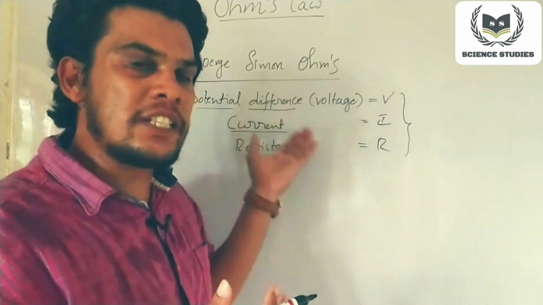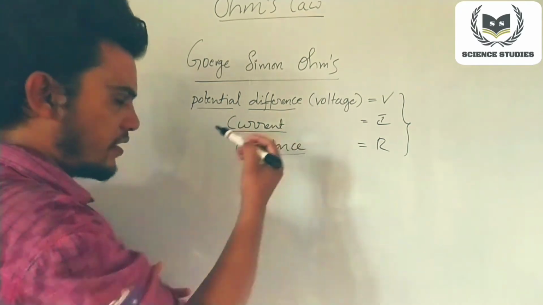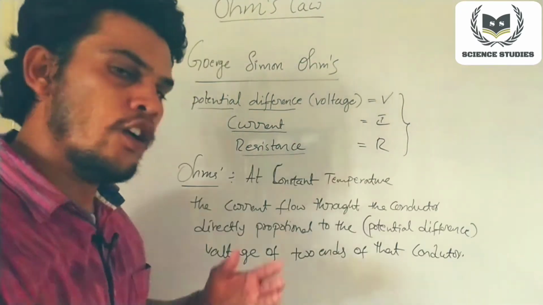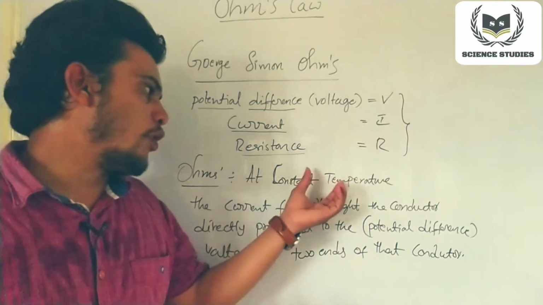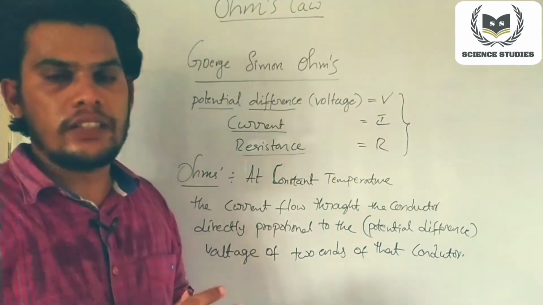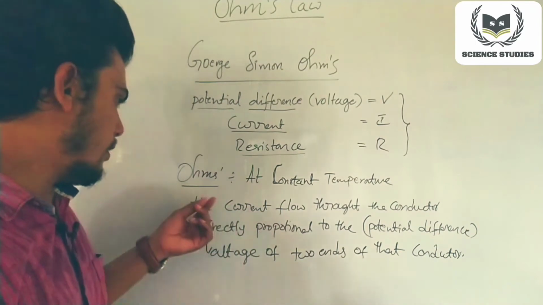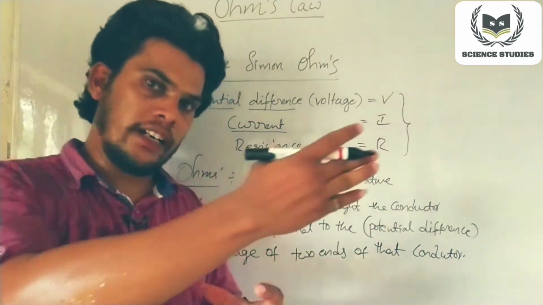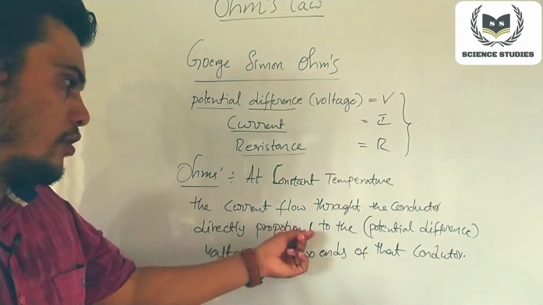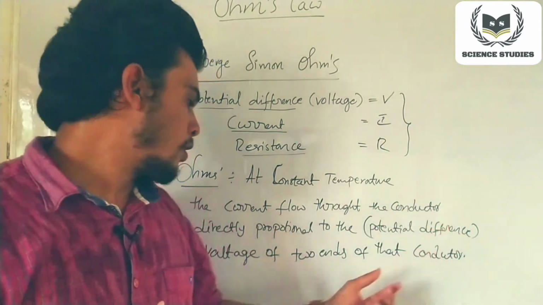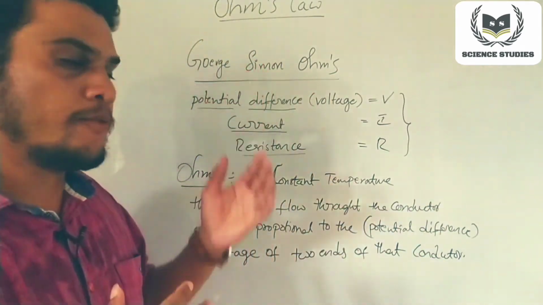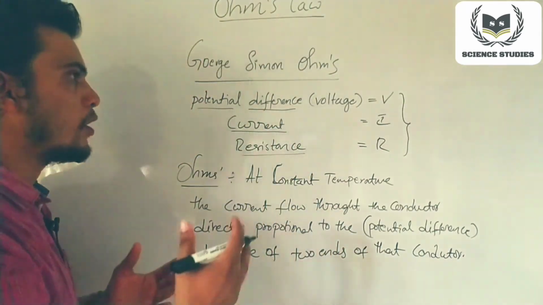So Ohm's law explains the relationship between these three factors. Let's know what Ohm's law states. Ohm's law states that at a constant temperature, the current I flowing through a conductor is directly proportional to the potential difference, meaning the voltage, across the two ends of that conductor. According to Ohm's law, we can write the formula.